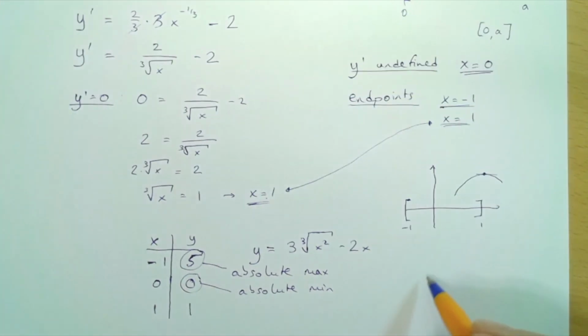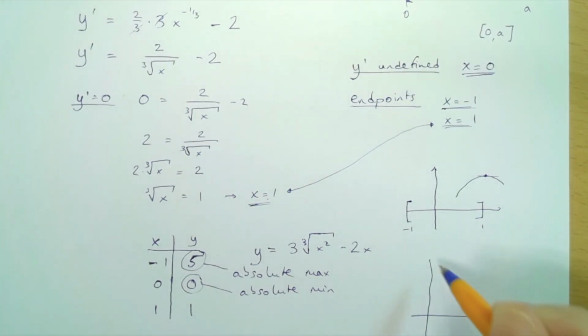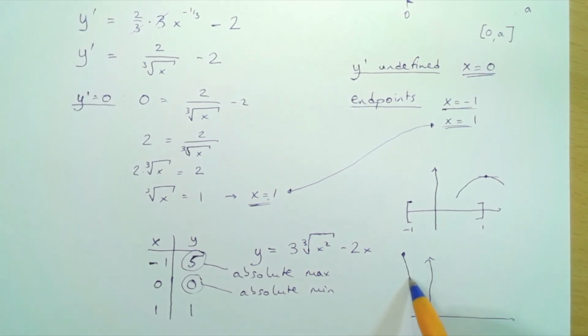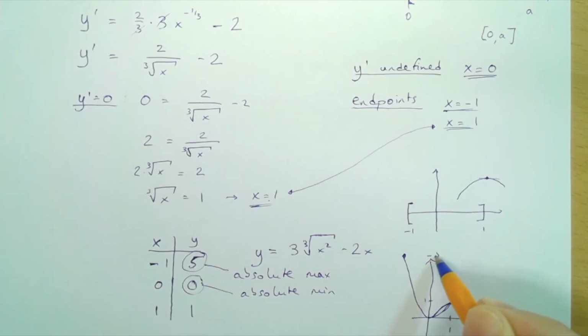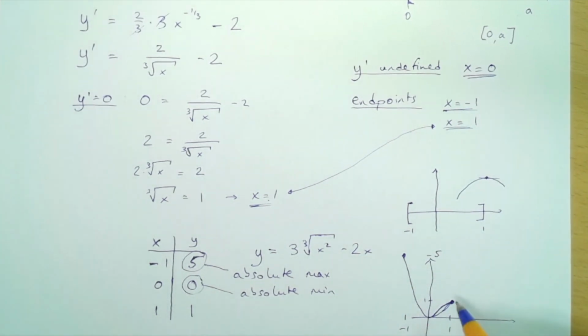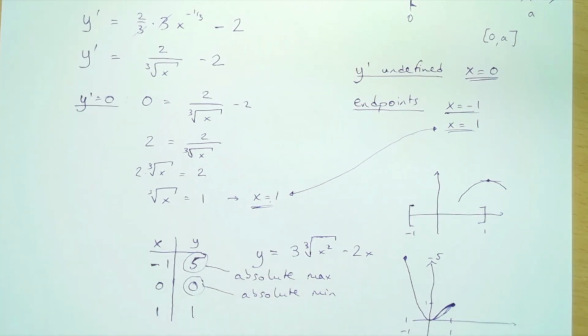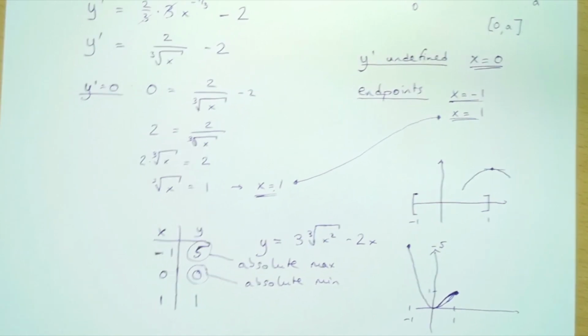The function appears to do something like that. It starts up here at 5, goes down to 0 when x equals 0, and then back up to 1 at x equals 1. 1, 5, negative 1. And somehow there's also a horizontal tangent here, but we don't really care about that.